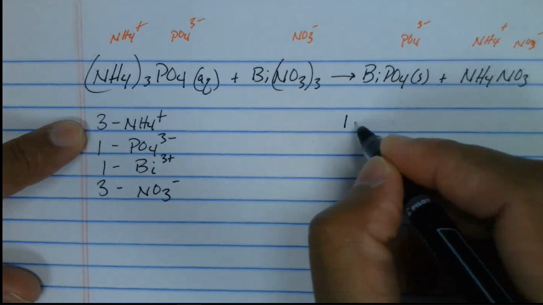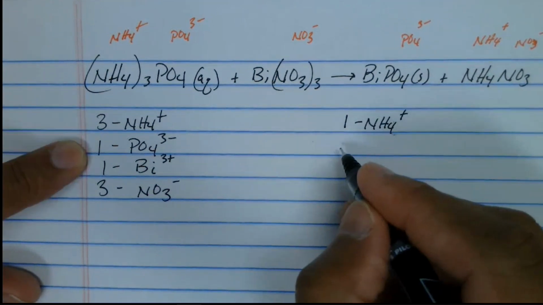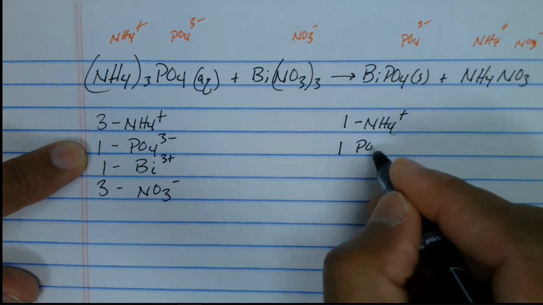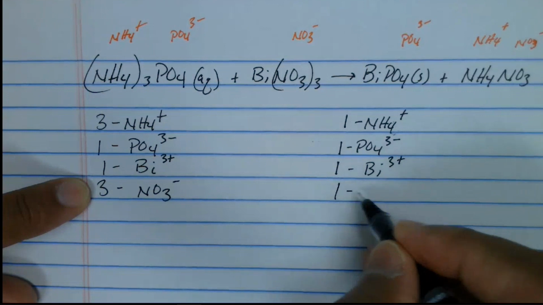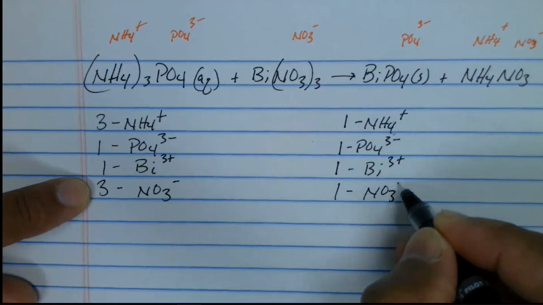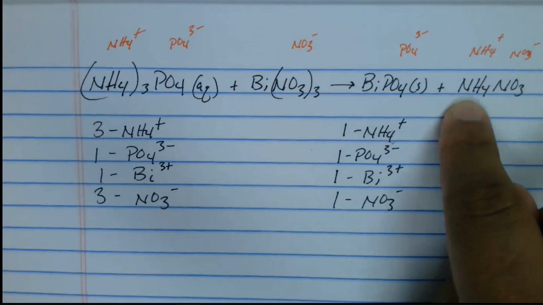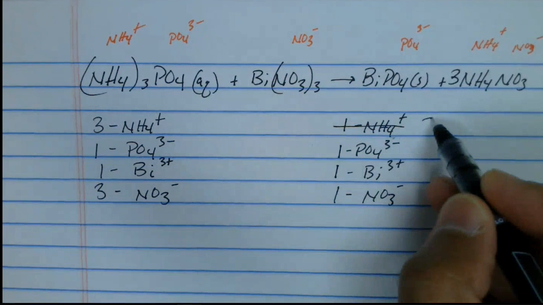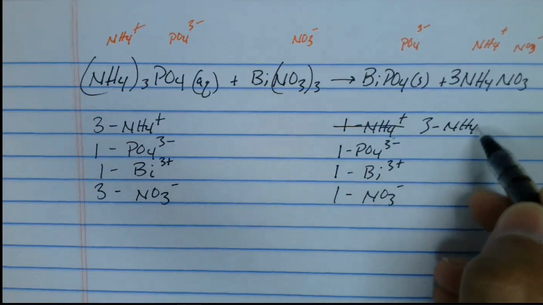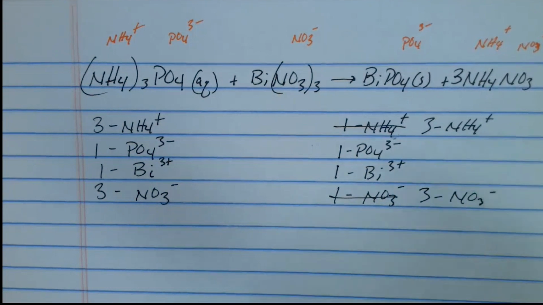Over here, there's 1 ammonium, there is 1 phosphate, there's 1 bismuth, and of course there's 1 nitrate. You're going to laugh at how easy it is. Just put a 3 right there. This becomes 3 ammonium, and this becomes 3 nitrate. And that's it.